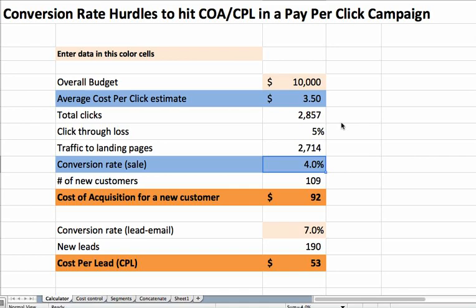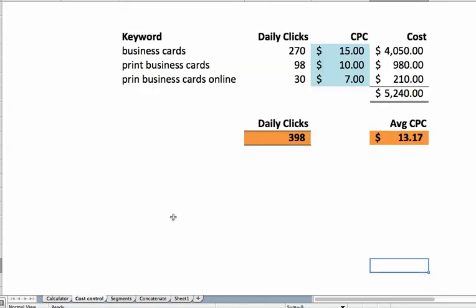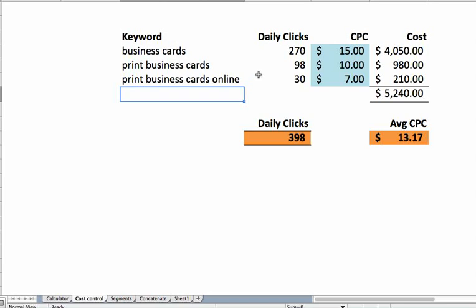So let's take a look at what you do if you're dealing with a cost control issue. And let's take a look at the relationship between cost and clicks. Generally, shorter words have more volume and they cost more. So let's say we're looking at the business card industry, and I've just picked 3 examples where we take business cards, and print business cards online. They are progressively longer keywords, and the click volume goes down as we move to more words. And the cost is generally inverse to that.